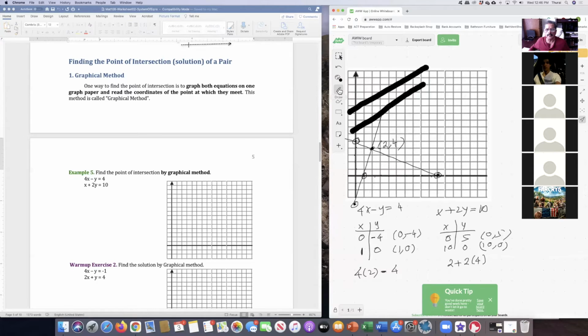Anyway, they're not meeting within the graph paper. That's our problem. So that can happen. They may be meeting somewhere, but if they don't meet within the graph paper, we cannot read the coordinates. That's definitely one problem. Very good. So one student identified that problem. Anybody else identify the other problem?